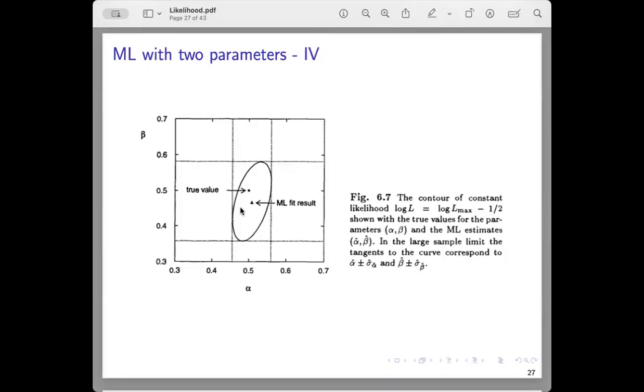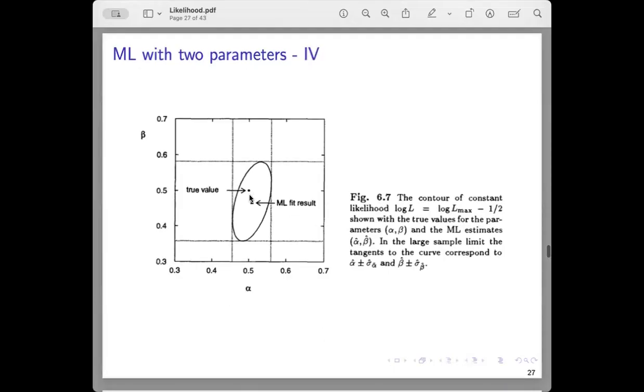And you can also see that in this case, the estimated value lies within the 1 sigma contour of the true value. And you will see this kind of plots many times in your own experiment, when you determine some parameters in the experiments. Okay.